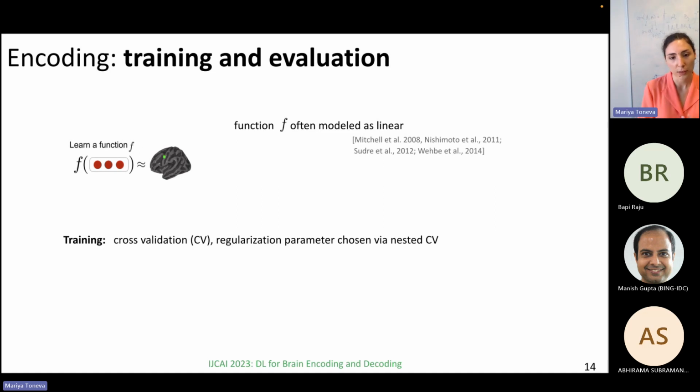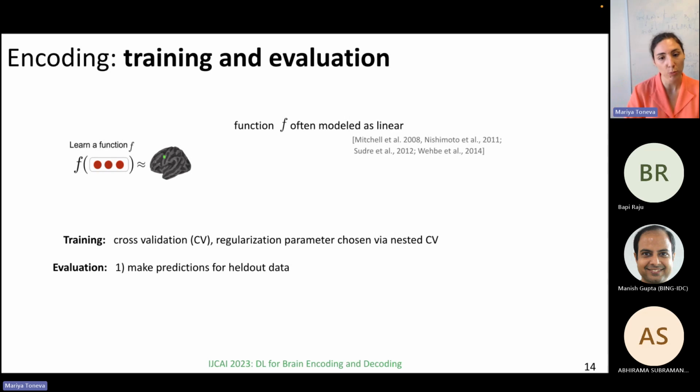So once we have learned the weights of this encoding model, we want to evaluate how well we are actually predicting the brain response. And we do this in 3 steps. The first one is to make predictions for held out data that we have never seen during training. And of course, this is very important in general for machine learning. It is sometimes overlooked in the brain sciences, but we want to make clear here that encoding models that are done in the usual way do in fact make predictions for this held out data. So this is the first step.